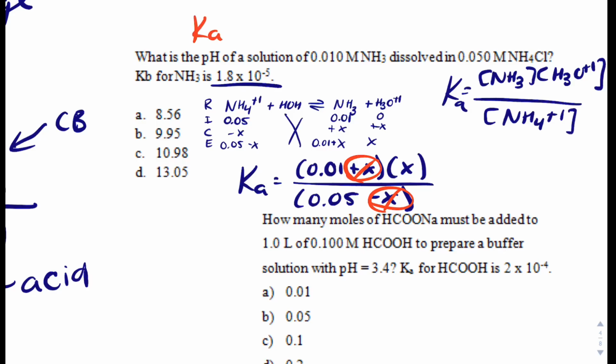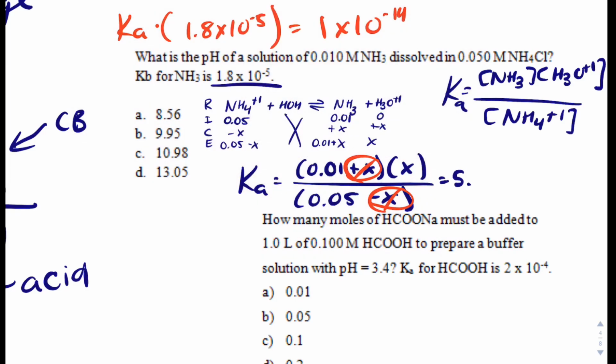And Ka times Kb equals Kw. Kw is 1 times 10 to the minus 14. Kb is given, and that is 1.8 times 10 to the minus 5. So if I take 1 times 10 to the minus 14 divided by 1.8 times 10 to the minus 5, my Ka is 5.56 times 10 to the minus 10.